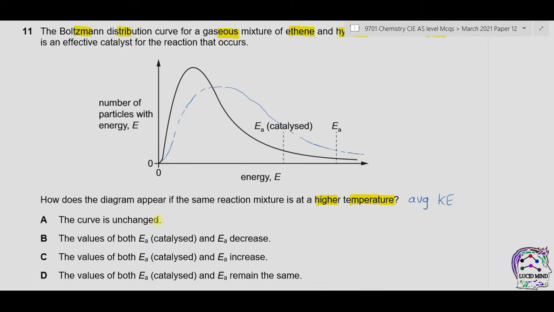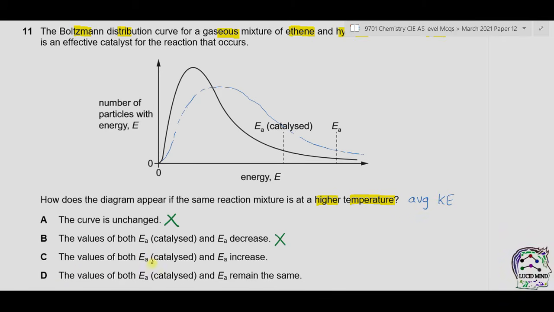Part A, the curve is unchanged. This is incorrect because temperature changes the shape of the curve. Catalyst does not change the shape of the curve. B, the values of both EA catalyzed and EA decrease. This is incorrect because temperature does not have any effect on activation energy. It just increases the average kinetic energy of the molecules.